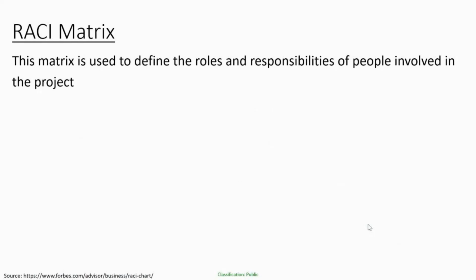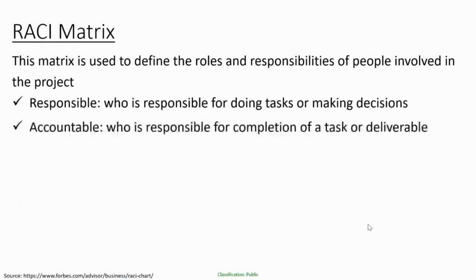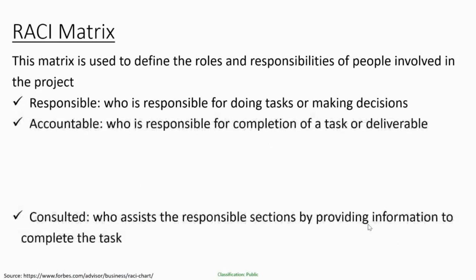So you just abbreviate these four roles and call it the RACI matrix. So what happens here? You will say R for responsible, A for accountable, C for consulted, and I for informed. So these are the four roles.